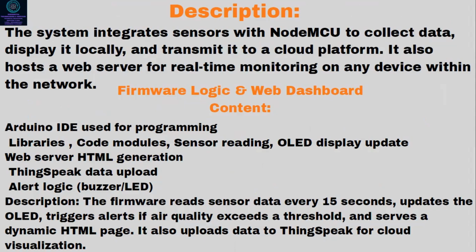Code modules: sensor reading, OLED display updates, web server, HTML generation, ThingSpeak data upload. Alert logic, buzzer, and LED. We have already discussed that alert. For alert, we have used both, that is one LED and the buzzer. We have kept a threshold value also there.